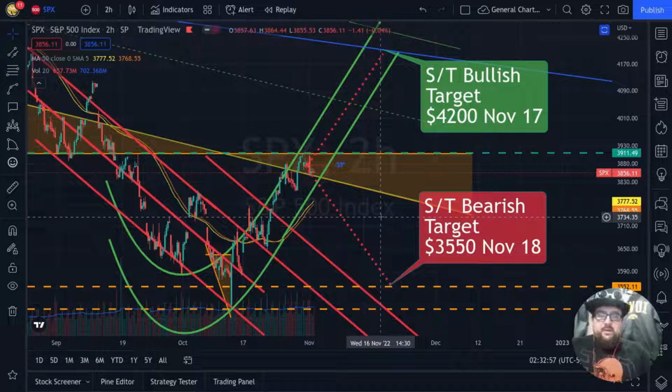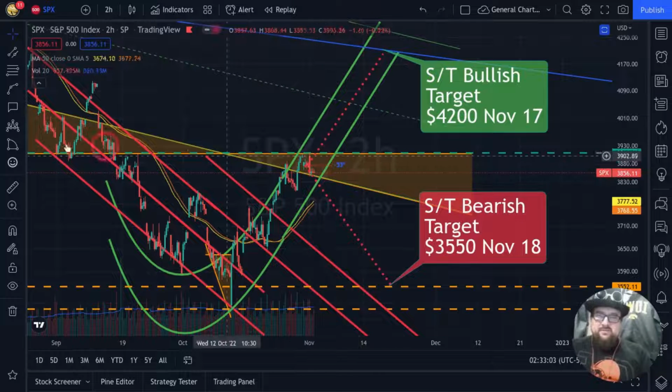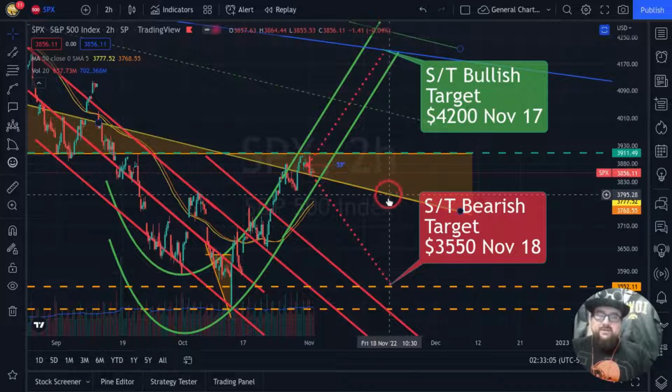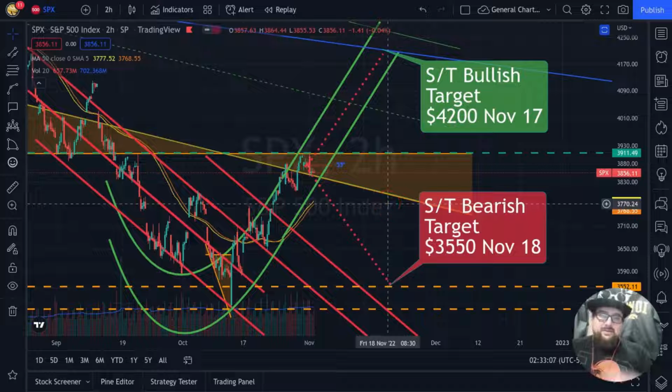It may or may not happen, but as you can see in live time, it's reacting off of these orange triangles, and we'll see if it wants to play out the same way as it did back in that time frame.